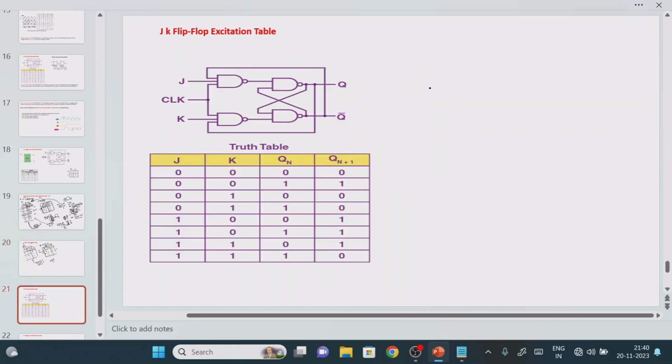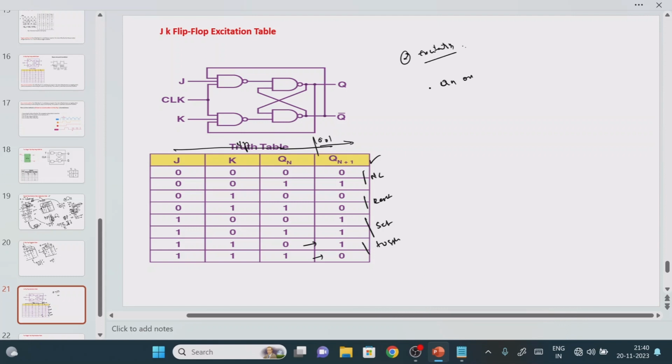Now we will try to find out the excitation table for the JK flip-flop. These are the truth table for the JK flip-flop. These are the input values, this is the output value, so the truth table is completed. Let me explain: first one is no change, second one is reset. Reset means the output should always be 0. Then set, and the final one is toggle. Toggle means 0 to 1 or 1 to 0. So the first step is drawing the truth table, the second step is the excitation table for the particular flip-flop.